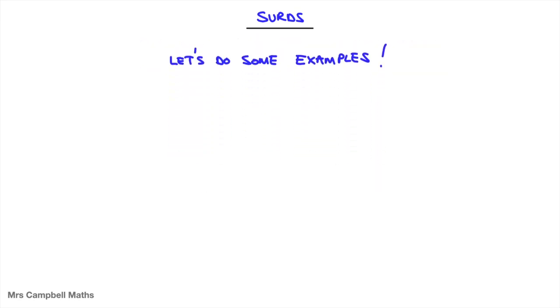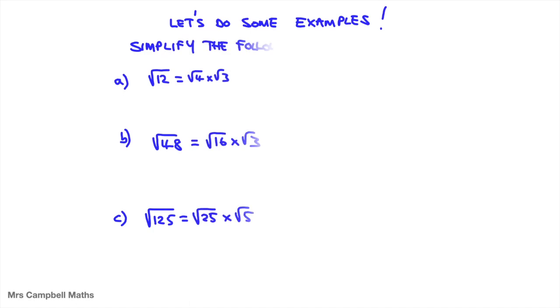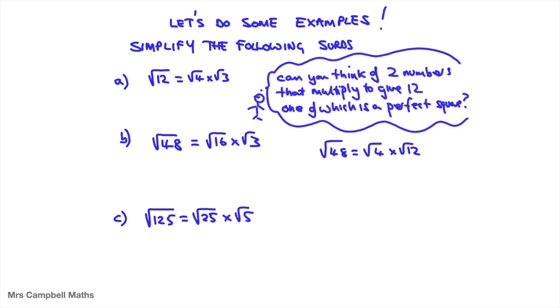Let's do some examples then. Now you are often asked to simplify surds. So if you are asked to simplify root 12, you would have to ask yourself, can you think of two numbers that multiply to give 12, one of which is a perfect square? And they're on the board there, root 4 times root 3. And I've written root 4 first because that's the perfect square. So root 4 we know is 2, root 3 is root 3. So I can simplify root 12 and write it as 2 root 3.